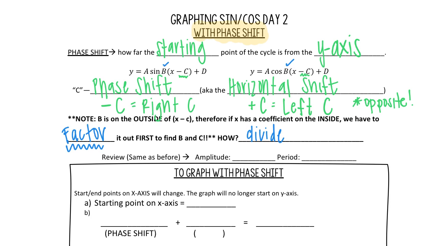Remember, the same as before, amplitude you find by looking at a out in front. It's the absolute value of a, and that affects the height of the curve. It's the distance from the center to the top of the curve or from the center to the bottom of the curve, and that affects the y-axis. And then, just like we talked about yesterday, to find the period, you'll do 2 pi divided by b. Again, make sure b is factored out of the parentheses before finding that.